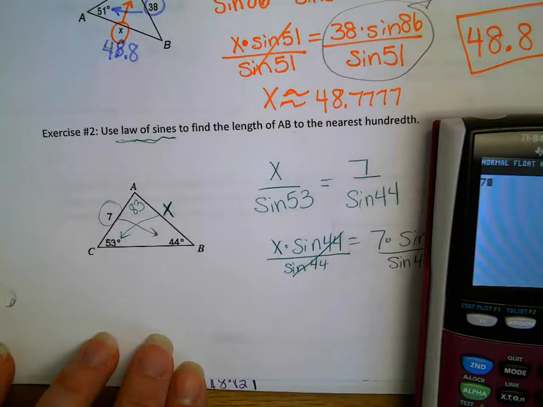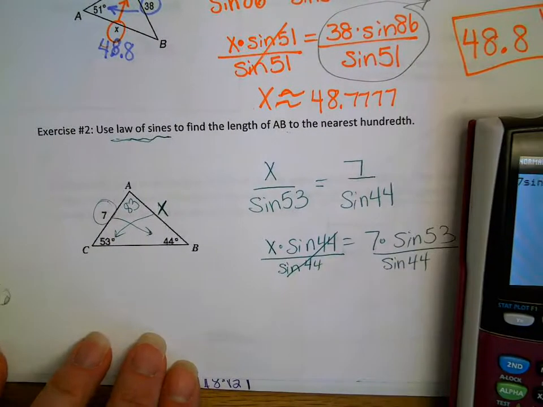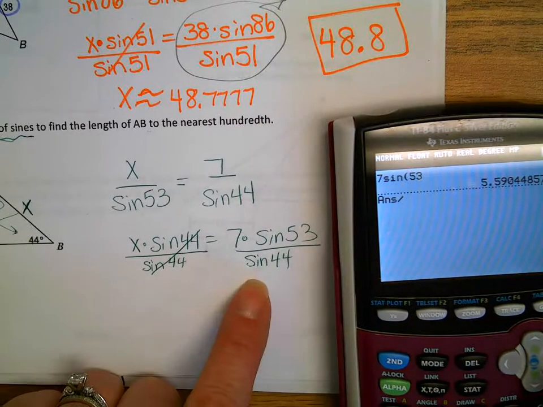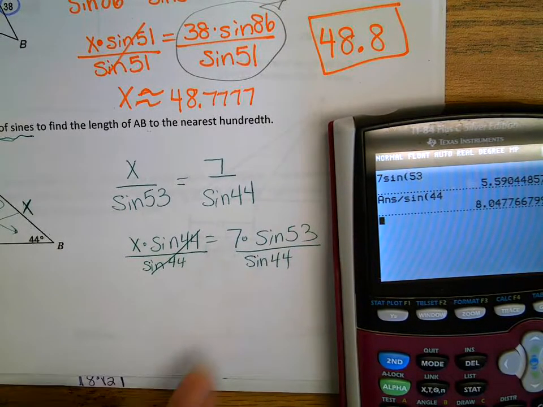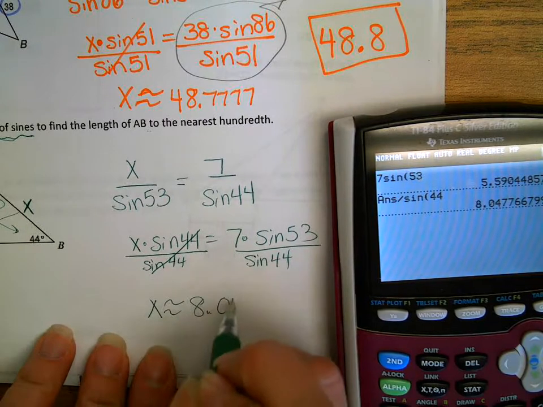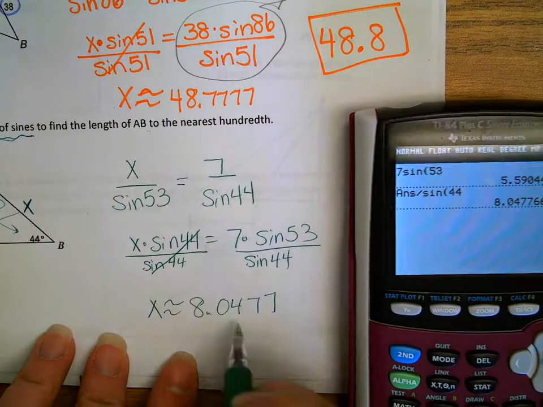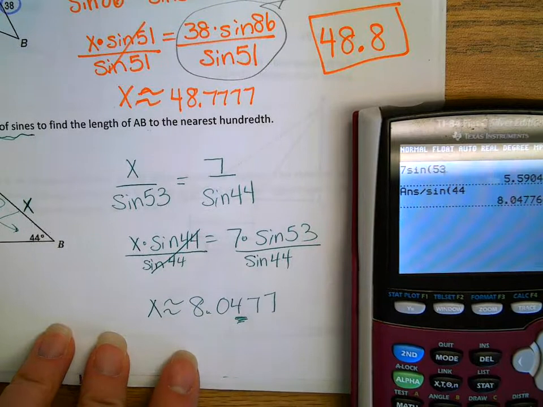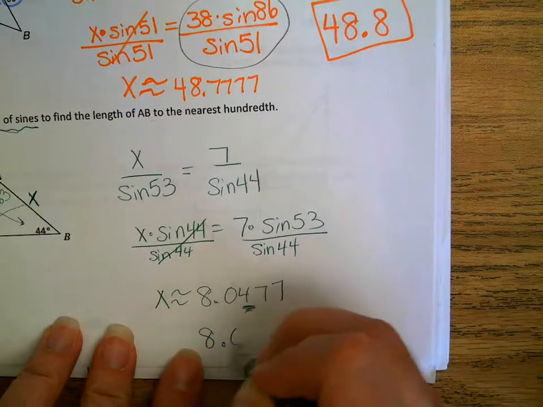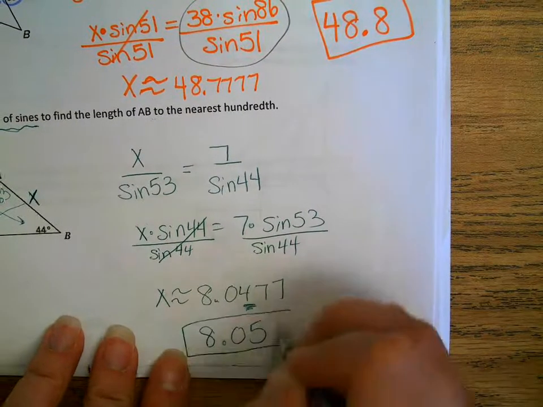And typing that in, I'm going to do 7 sine 53 is my numerator, divided by the denominator, which is sine of 44. X approximates to 8.0477. Into the hundredths place is where the 4 currently is. So this is going to become 8.05, rounded to the hundredth.